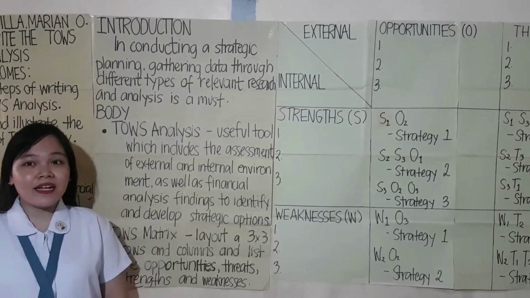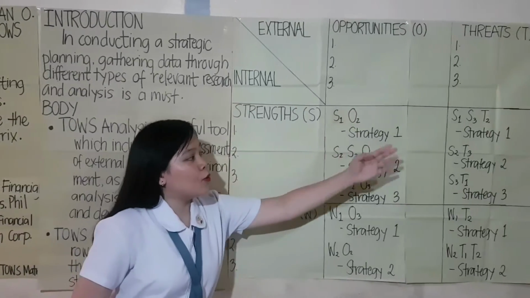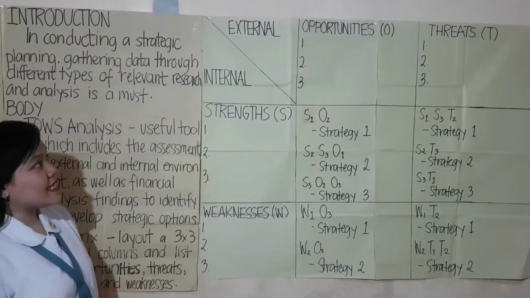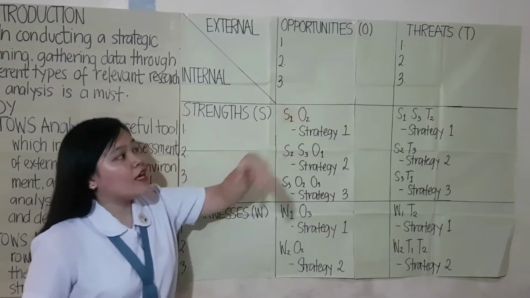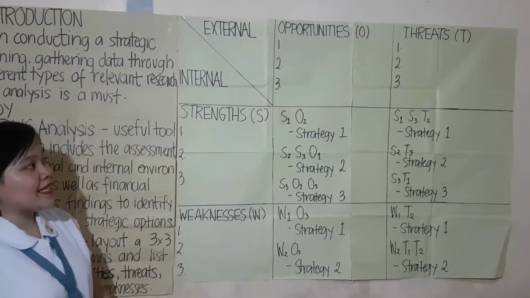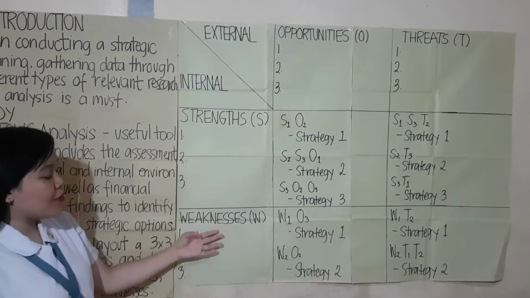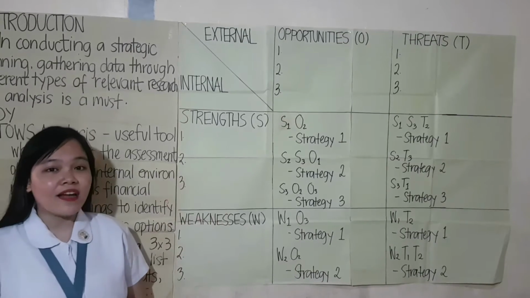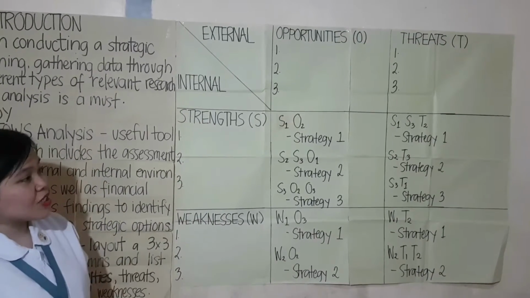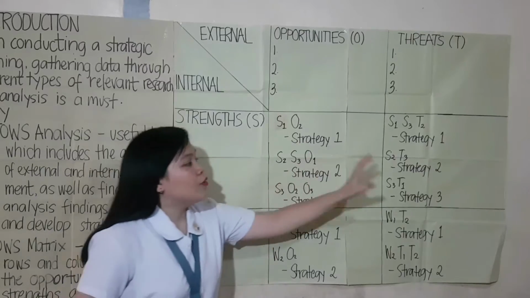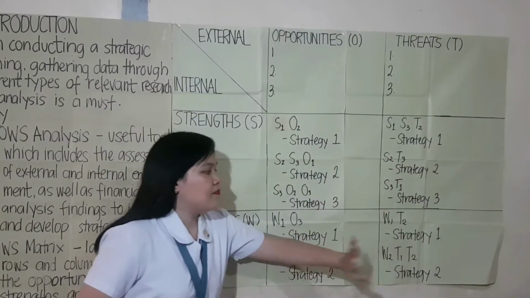To illustrate, lay out a 3x3 rows and columns and list opportunities and threats in the upper row of the matrix, strengths and weaknesses on the left side columns. The strategies will be drawn on the blank quadrants of this matrix.